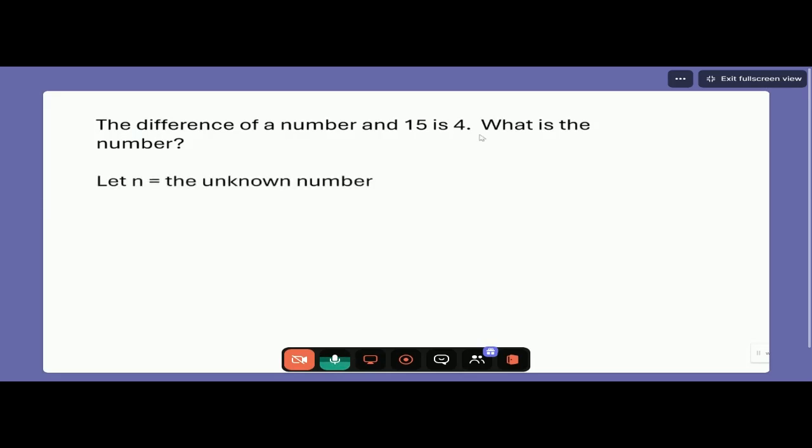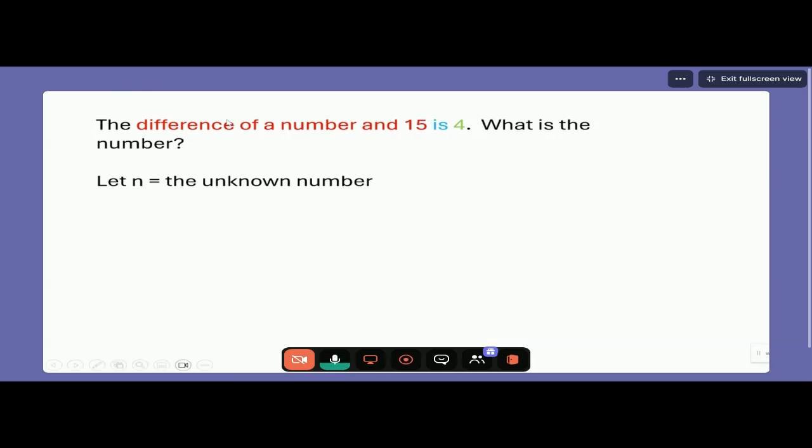So let's set up our variable. What is the number is what we're being asked. So let n equal the unknown number. Look at that sentence. We have our first piece, the difference of a number and 15. We'll figure out what that means in math. Then we have that keyword is, which is one of the ways we can say that the thing over here is equal to the thing over here. And what is it equal to? Put in green, the number 4.